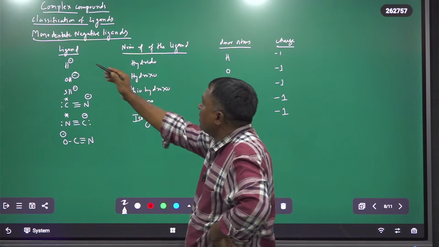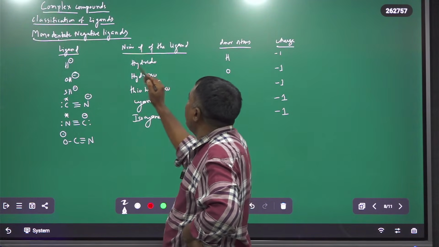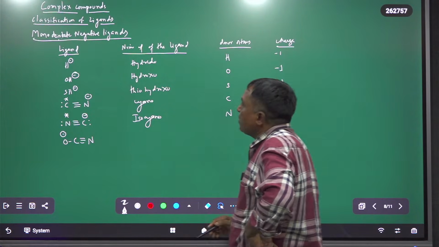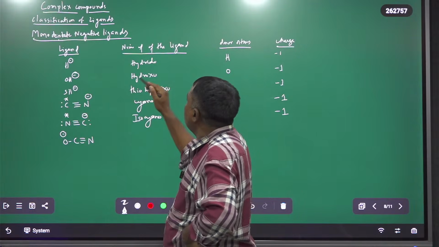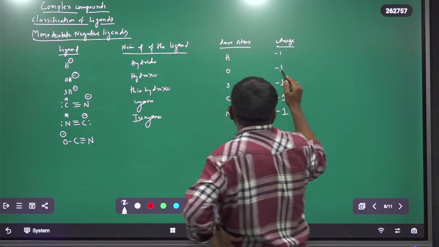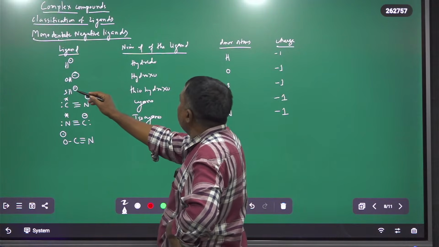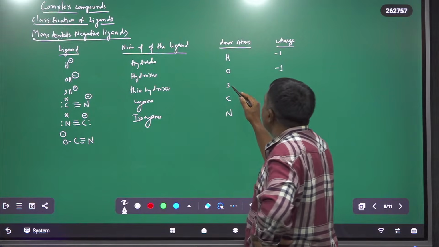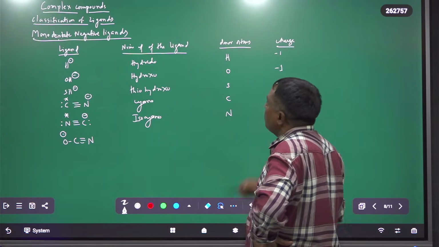In the first one it is hydrido. H minus is the hydrido. Donor atom is hydrogen, and charge is -1. And this is the hydroxo. Donor atom is oxygen, and charge is -1. This is thiohydroxo. It is also monodentate negative. Donor atom is sulfur, charge is -1.